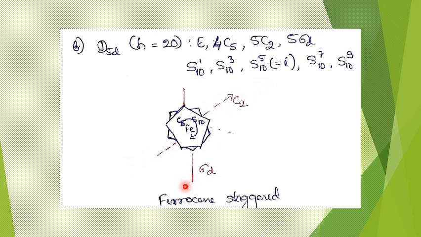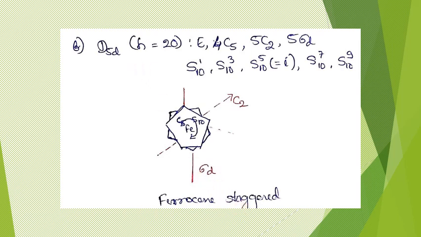And sigma d, see this, if you can find this plane, it will be a sigma d for the molecule. It is because this plane passes in between the C2s. See, one more C2 in this way can be identified here. So from here to here it will be one more C2. So this plane passes in between two C2s, therefore the plane will be sigma d. So ferrocene in its staggered conformation will be D5d.